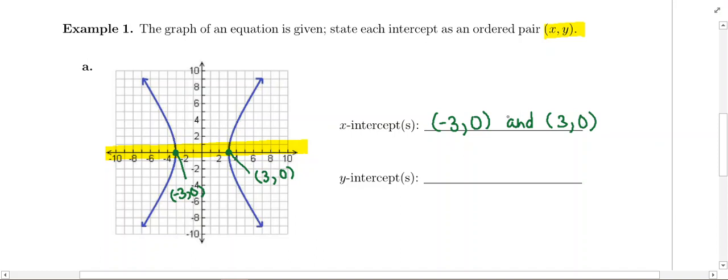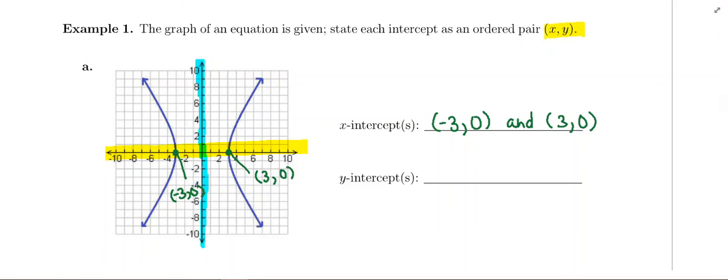Now we need to identify the y-intercepts. Your y-axis is going to be this blue line. That's the vertical axis. So you need to be looking for the points where the graph intersects the y-axis. If you notice, the graph is made up of basically these two little blue arcs, and neither one falls on the y-axis. The graph does not intersect the y-axis at all.